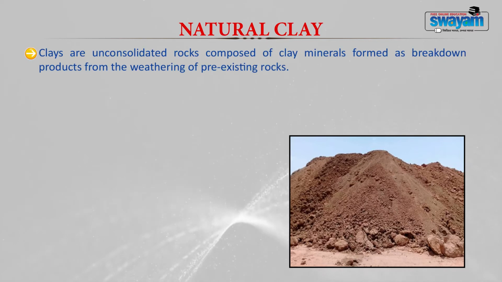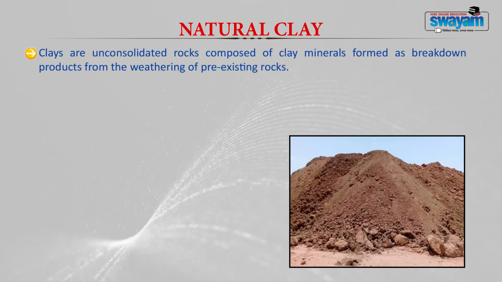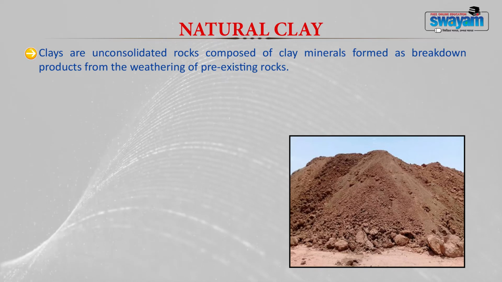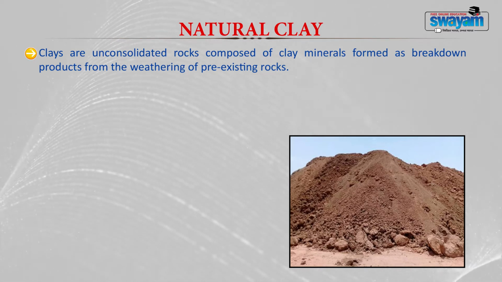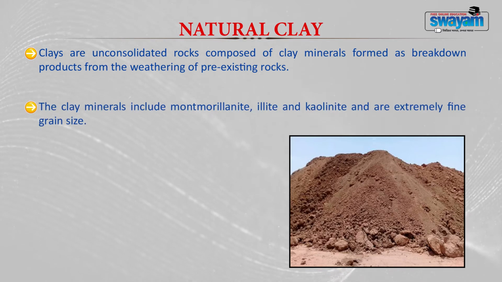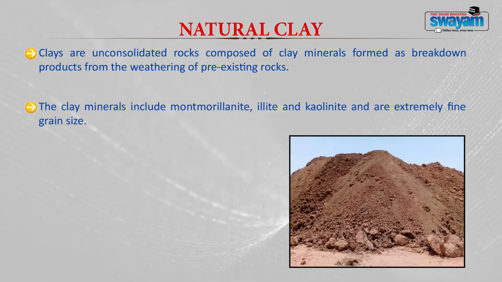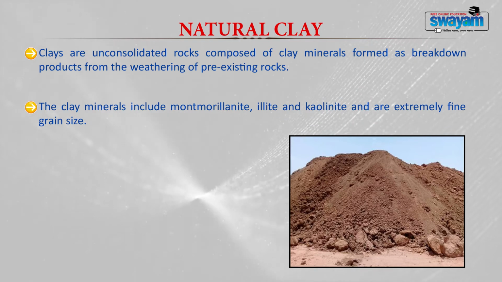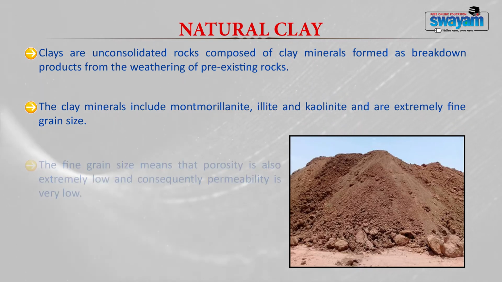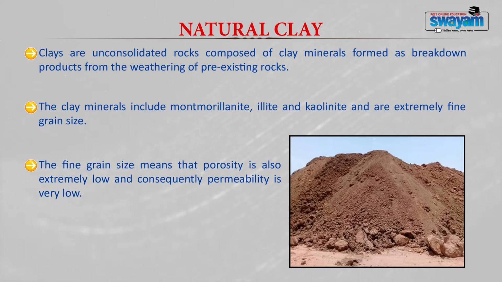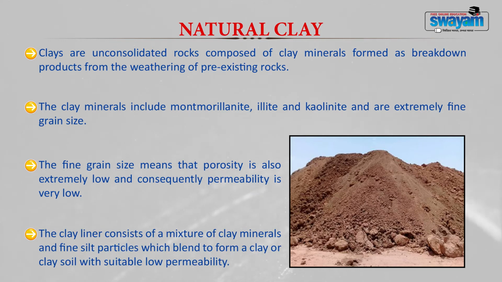Now, first let us discuss natural clay. Clay is an unconsolidated rock composed of clay minerals. They are formed as a breakdown product from weathering of pre-existing rocks. Clay contains minerals like montmorillonite, illite and kaolinite, and they are of extremely fine grain size. Fine grain size means the porosity is extremely low and permeability also is very low. The clay liner consists of a mixture of clay minerals and fine silt particles which blend to form a clay or clay soil with suitable permeability.